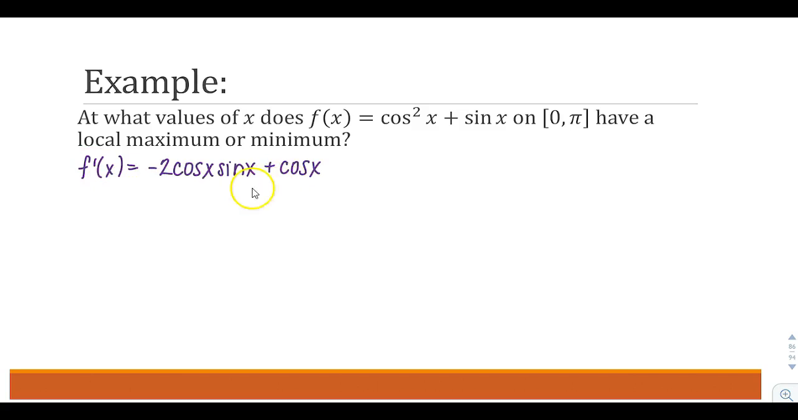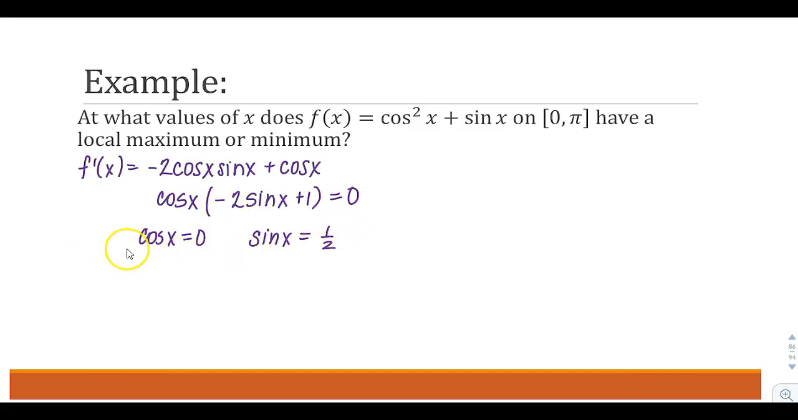So now I need to set this equal to 0, so I'll factor out a cosine x. So I have cosine x on the outside, and negative 2 sine x plus 1 equals 0. And now I'm solving, where does cosine x equal 0? And where does sine x equal 1/2, if I go ahead and subtract the 1 and divide by negative 2. So I want to solve these two trig equations, but specifically on 0 to pi.